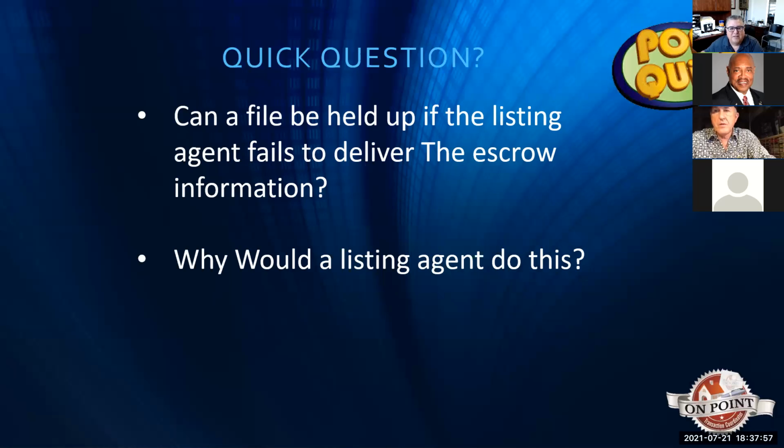But here's the other point: if this happens, remember that you're on a time frame, and a lot of times they're trying to rush you into your inspection contingencies and all that kind of stuff. Renegotiate that time frame. Hey, you didn't give me the escrow information for a few days, right? And if they're giving you 10 days for inspections, there's no reason why you can't force that issue. So why would a listing agent do that? Any idea?